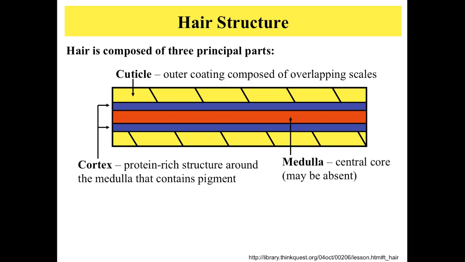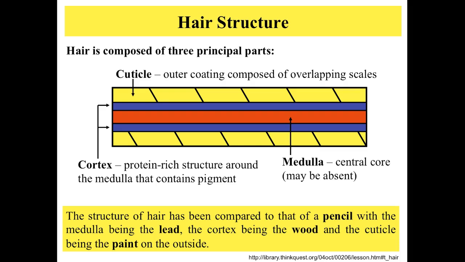If you want to think about the hair structure as a pencil, that's a helpful analogy. Think of the structure of the pencil. In the very center, we have a lead core, and that would be like the medulla. Surrounding the lead, we have the wood of the pencil, which would be like the cortex. And then on the outside of the pencil, we have the paint. So for whatever color pencil you're dealing with, or yellow for a regular lead pencil, that would be the cuticle, the outer coating. Just a little analogy to help you understand the structure of hair a little bit better.